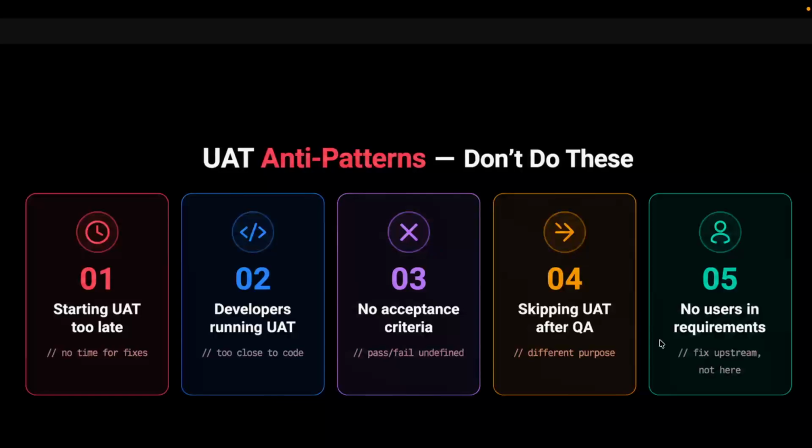Fourth is skipping UAT because "we did thorough QA". QA and UAT test different things. Skipping one is never justified by the other. Fifth is not involving users early. UAT basically finds late-stage surprises because users weren't involved in requirements. So the fix is upstream, not downstream.